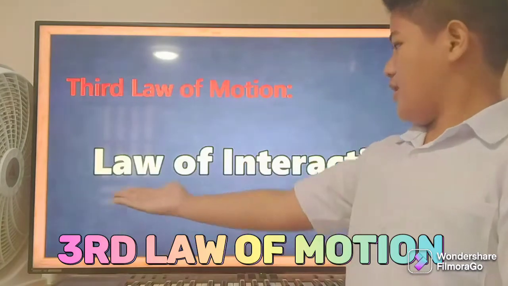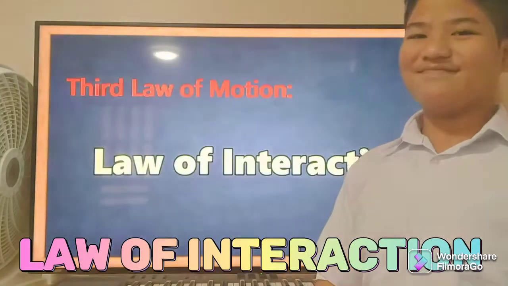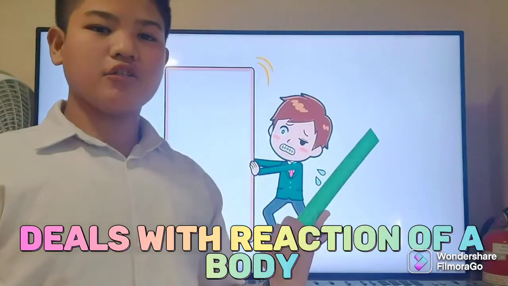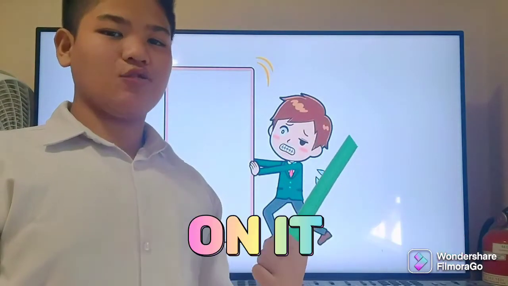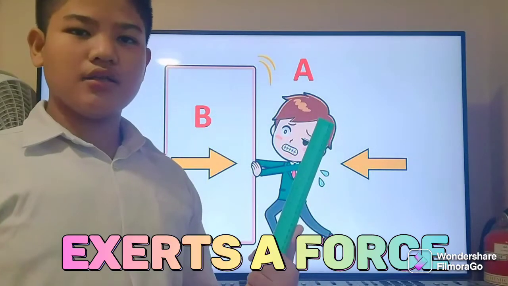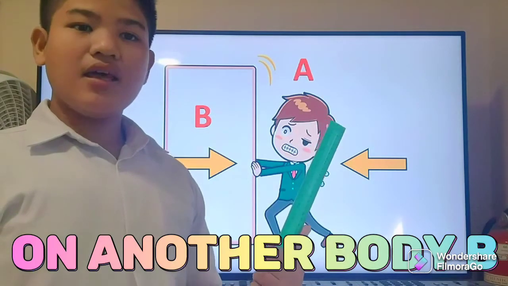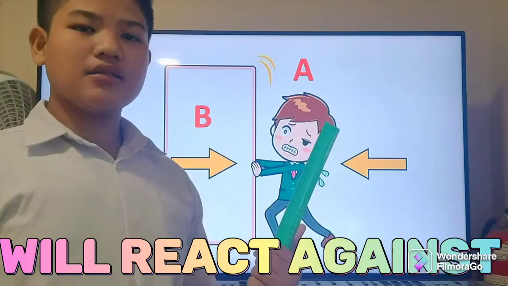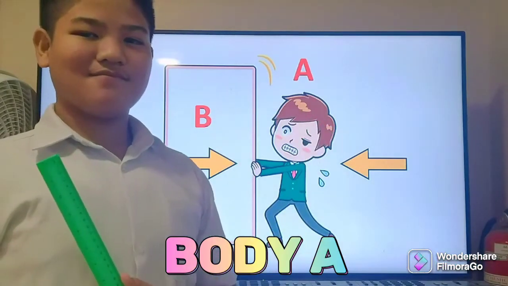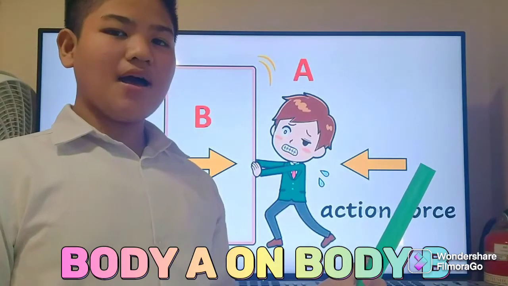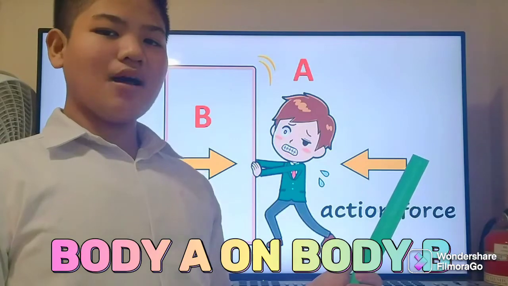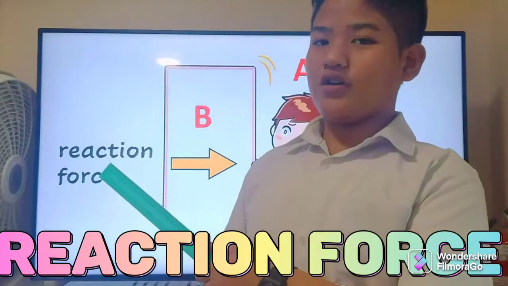Third law of motion, law of interaction. Newton's third law of motion deals with the reaction of a body when a force acts on it. Let a body A exert a force on another body B. Body B will react against this force and exert a force on body A. The force exerted by body A on body B is the action force, whereas the force exerted by body B on body A is called the reaction force.